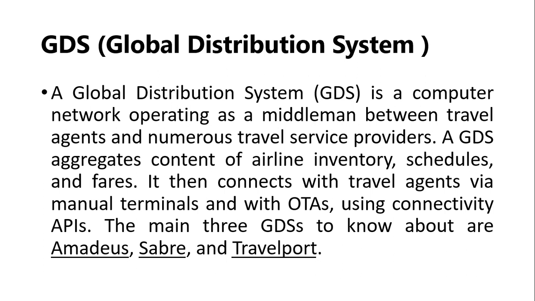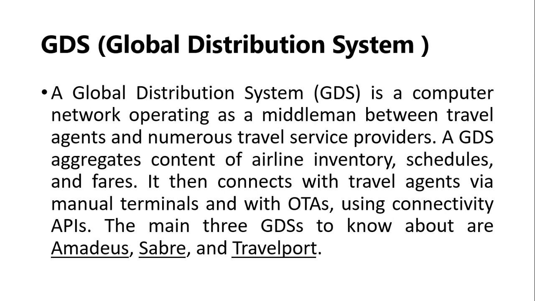So we're going to discuss what OTAs are in the later discussion. And using connectivity APIs or the application programming interface, the main three GDS to know about are Amadeus, Sabre, and Travelport. You can search Amadeus, Sabre, and Travelport on Google and you can read about it in advance if you're interested. But if you're not, okay lang. Kahit hindi nyo basahin kung ano yung Amadeus, Sabre, or Travelport.